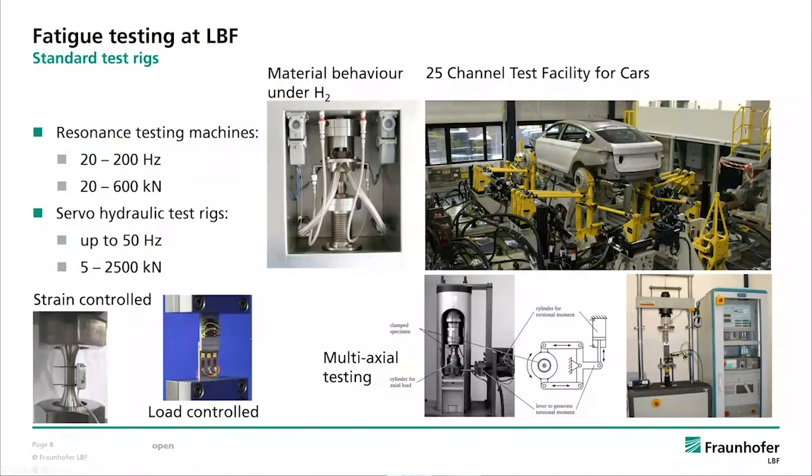In principle, we have two possibilities. We can perform strain control tests. So we apply a strain gauge at the specimen and control the strain amplitude. So we get material data from these tests, but we can also have load control tests. So we have here a brace joint that is clamped in the test rig, and there a load is applied. So the load is constant. And in principle, we have these two possibilities that I think represent 95% of all tests we perform in our institute.